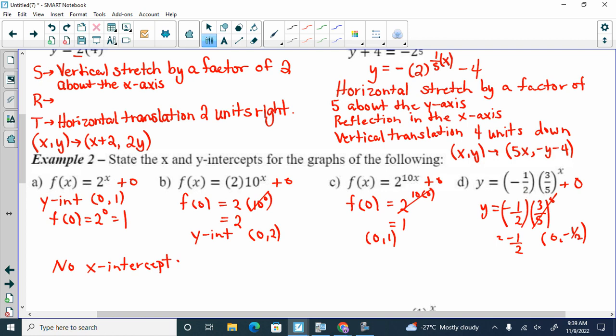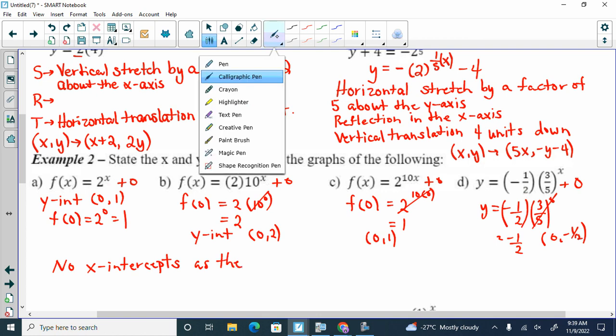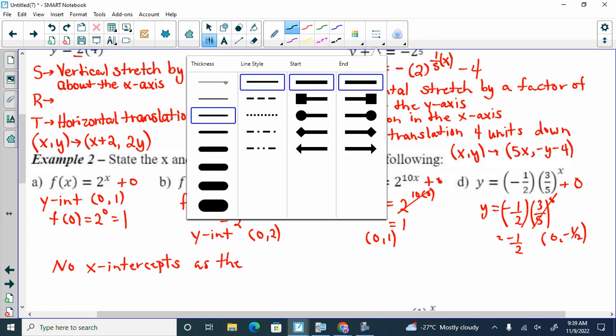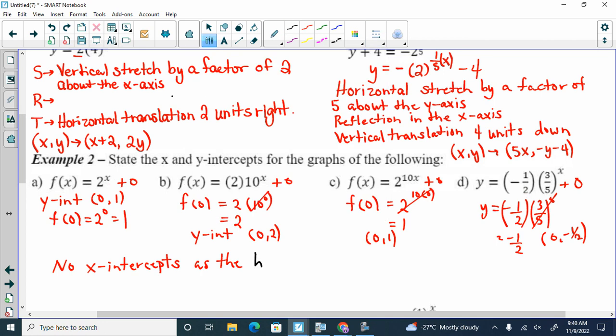I think this one's just failing me right now. It's just the horizontal asymptote. y equals 0 is the x-axis.